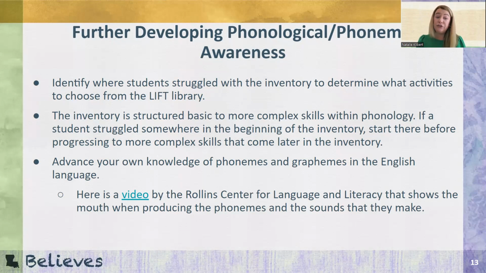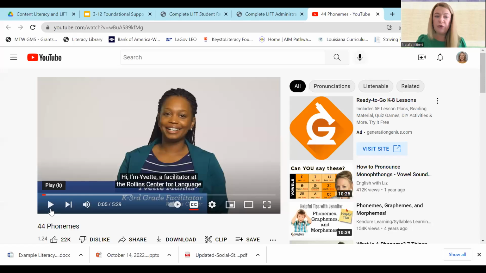Okay, advance your own knowledge of phonemes and graphemes in the English language. A great place to do that is this link for this video here at the Rollins Center for Language and Literacy that shows the mouth when producing the phonemes and the sounds that those phonemes make. Let me just show you real quick. It's a great resource. She really goes through all 44 of the phonemes in the English language, exactly what your mouth should look like and exactly what those should sound like.